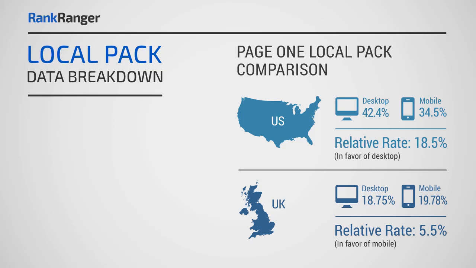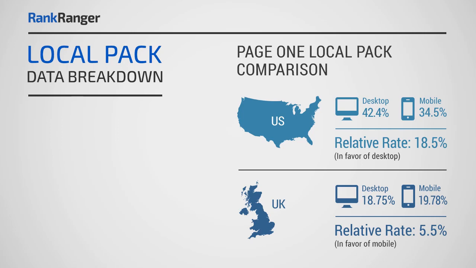If you look at the UK, it's the opposite. Only 18.75% of desktop page ones have a LocalPack on them, whereas almost 20% of mobile SERPs have it. Now that's an increase in the frequency with which Google is showing LocalPack on mobile relative to desktop of 5.5%, okay, in favor of mobile in this case.